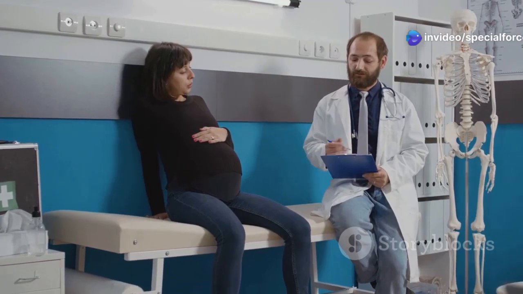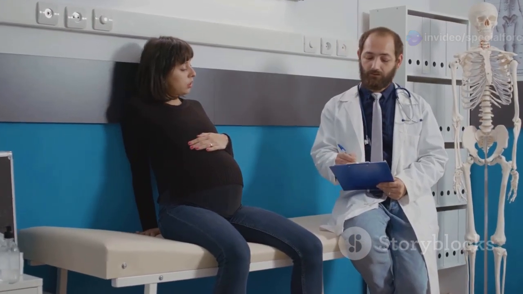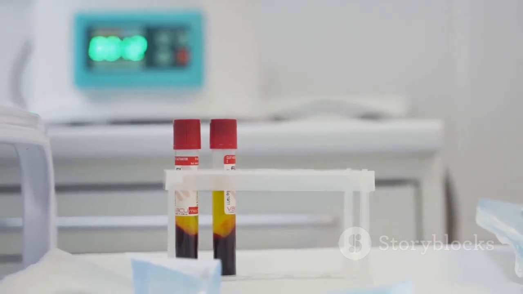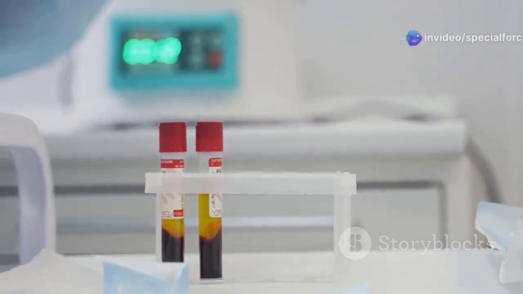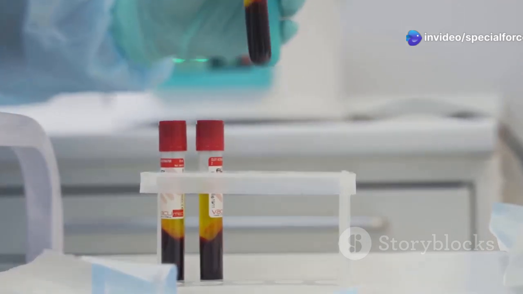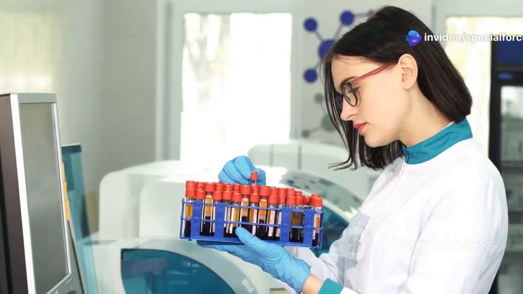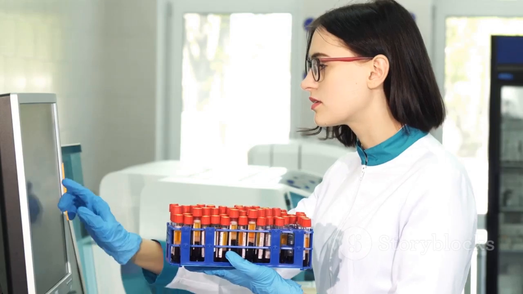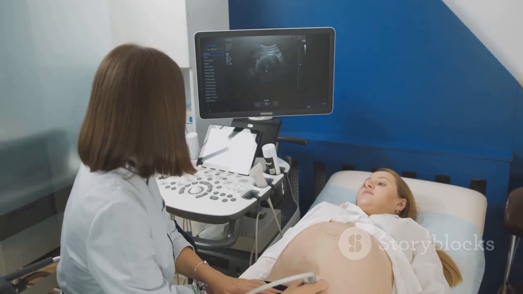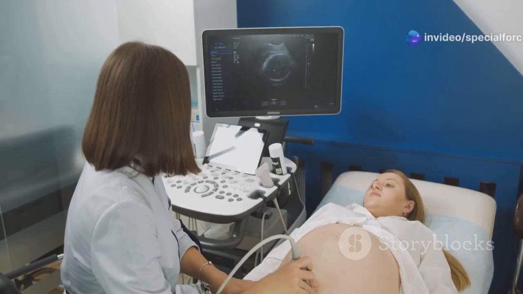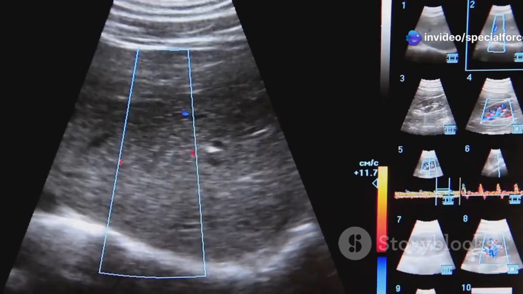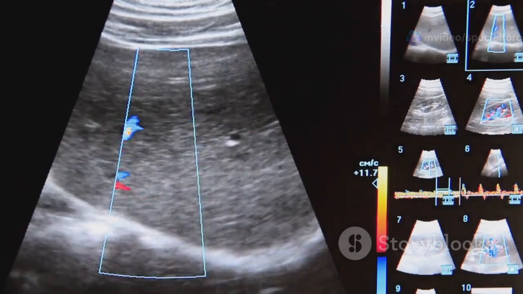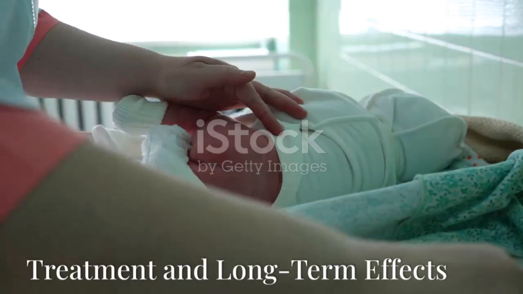Diagnosing erythroblastosis fetalis involves a combination of blood tests and monitoring the baby's health during pregnancy. Blood tests are used to determine the blood types of both the mother and the baby, as well as to check the mother's blood for Rh antibodies. If antibodies are detected, the baby's blood will be tested to determine the severity of the condition. Throughout pregnancy, doctors closely monitor the baby's growth and development using ultrasound scans. These scans can help identify any signs of fluid buildup or other complications associated with erythroblastosis fetalis.